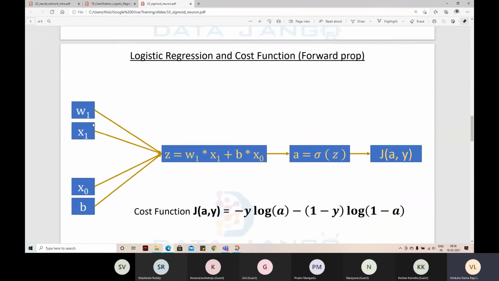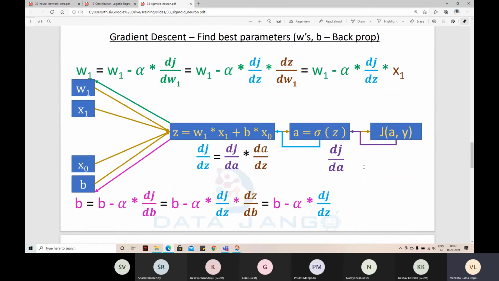In the first iteration, it chose W1 randomly, B randomly, calculated, substituted, calculated, and stayed there. Now it needs to adjust W. When it is adjusting W, it should adjust W in such a way that J will reduce. The goal, the optimization objective as we call it, of the algorithm is to reduce the cost.